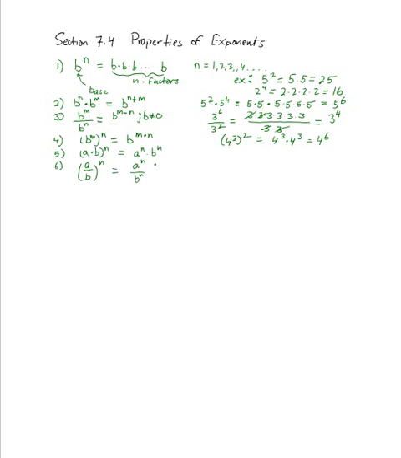And again, for this one, B can't be the number 0. I can't have 0 on bottom. All right, so what I'm going to do now is I'm just going to do a bunch of examples of properties of exponents, and you'll see how these work.